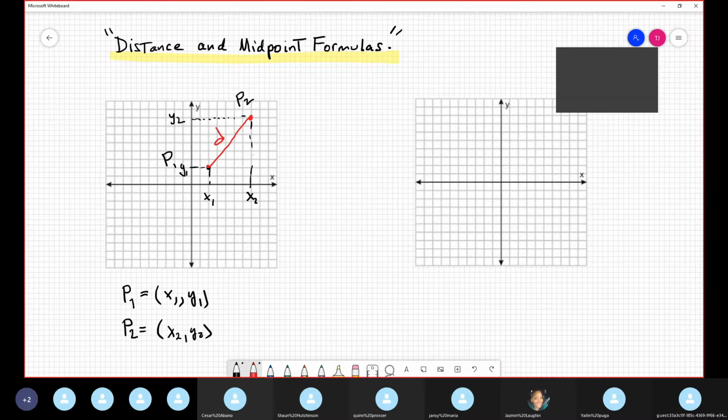And the distance is the length of this segment, no? So you can compare, for example, this segment. Okay, actually, we have a triangle here. This segment is x2 minus x1, and vertical is y2 minus y1.